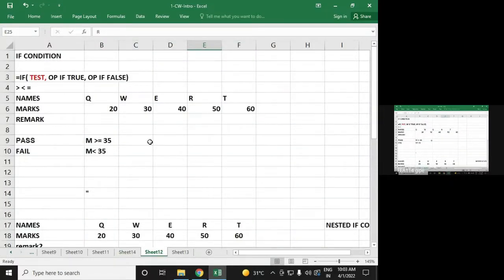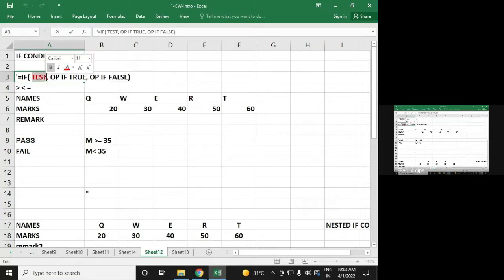Many times we will have to write some conditional logic in Excel. How to write conditional logic in Excel? We'll make use of the if statement. Now the if statement works this way. When you write equals IF and open the bracket, the first thing Excel will ask for is the test. What is the logic that you want to test? When it says test, that means you will necessarily have to use a greater than, less than or equal to sign. Some kind of condition you will have to put.